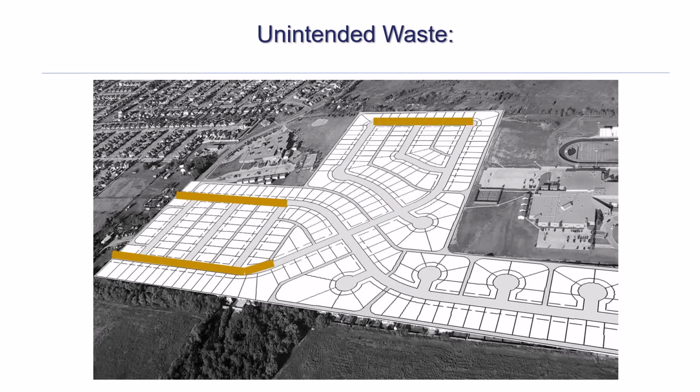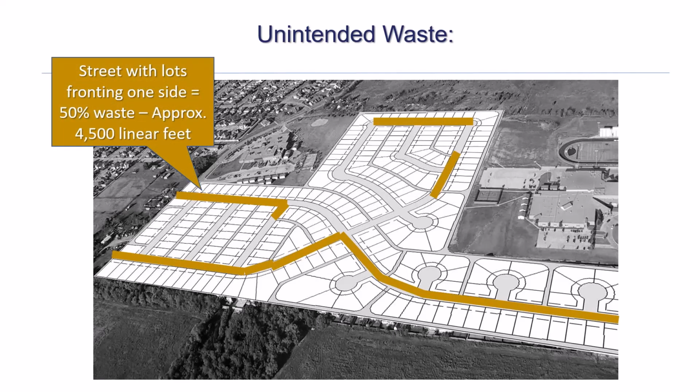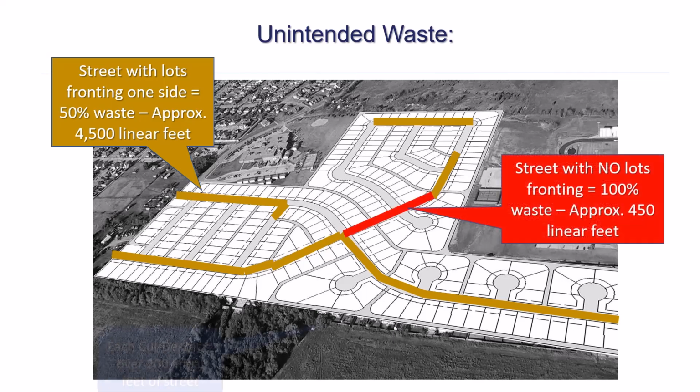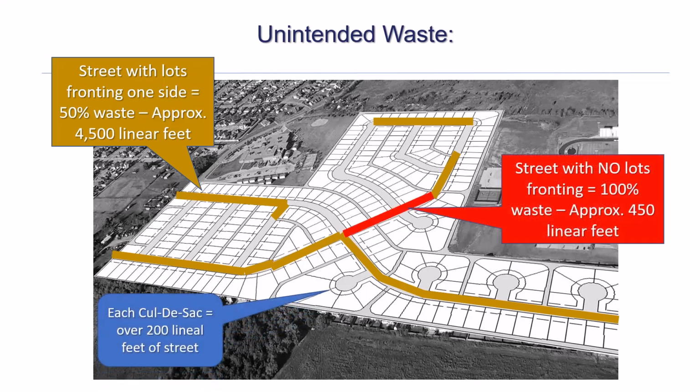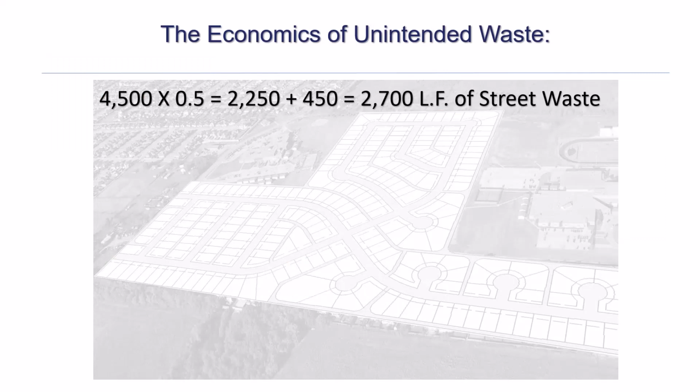It's streets that are not fronted on both sides. It would be a street, in this case, these streets, 4,500 linear feet of street. That's 50% waste. In other words, a lot sides one side and a lot fronts the other side. Here, the red street, there are no lots fronting it, so that's 100% waste. Now, there is waste in the cul-de-sacs, but for this exercise, we're not going to include them.